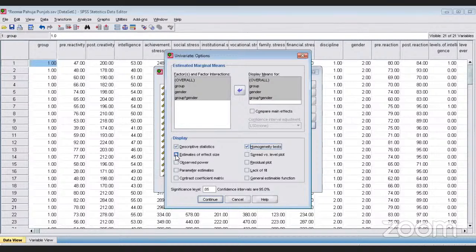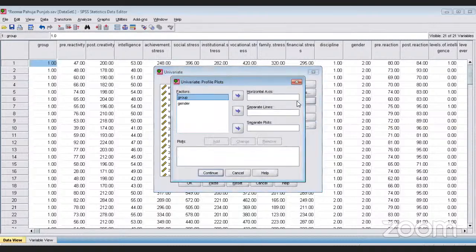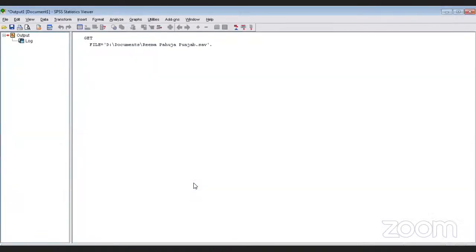And if you want to have an estimate of effect size, you can have. Then because there are two groups, so there will be a plot. So here, if you want to have groups here and gender here, you can have, no problem. Add. And then continue. And then continue.